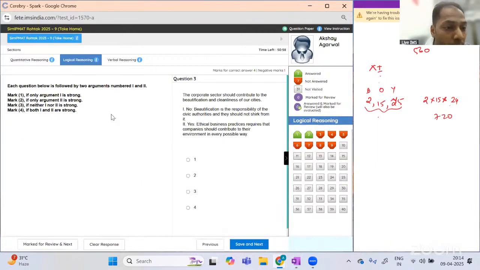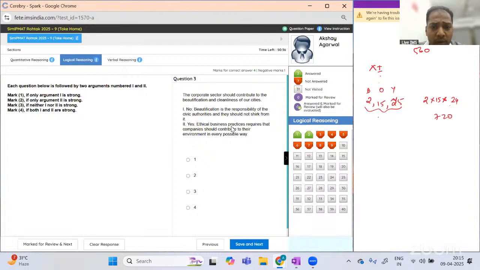Okay, strong and weak arguments. Strong arguments, okay. The corporate sector should contribute to the beautification and cleanliness of our cities. I want something which is a strong argument to this.